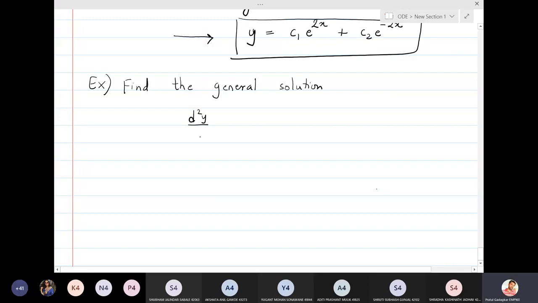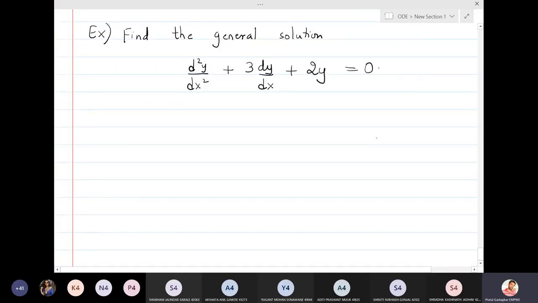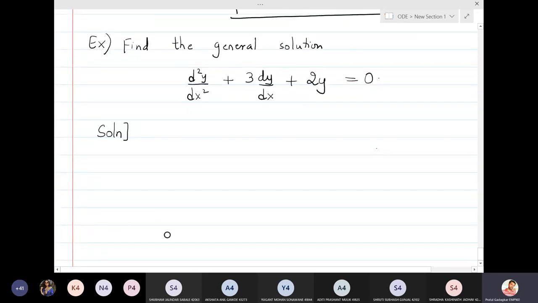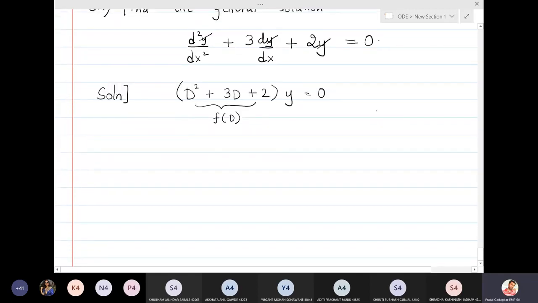d2y by dx square plus 3 dy by dx plus 2y equal to 0. Okay, so solution, what am I going to write? This particular differential equation can be written as (D square plus 3D plus 2)y equal to 0. See, I'm pulling out a y immediately in the first step itself. So this is your f(D). I'm reducing the number of steps now, and therefore what is the auxiliary equation?